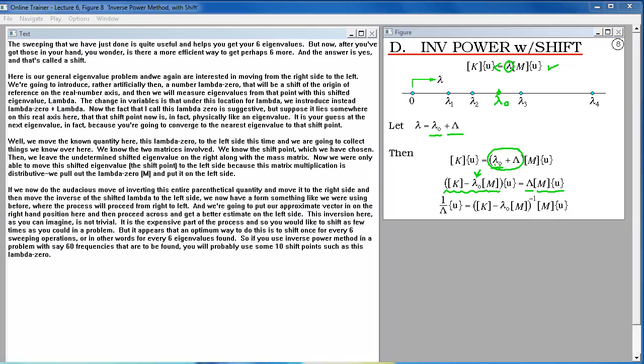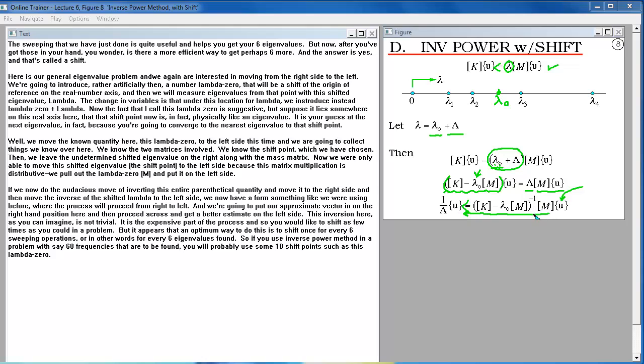If we now do the audacious move of inverting this entire parenthetical quantity and move it to the right side, and then move the inverse of the shifted lambda to the left side, we now have a form something like we were using before, where the process will proceed from right to left. And we're going to put our approximate vector in on the right-hand position here, and then proceed across and get a better estimate on the left side.